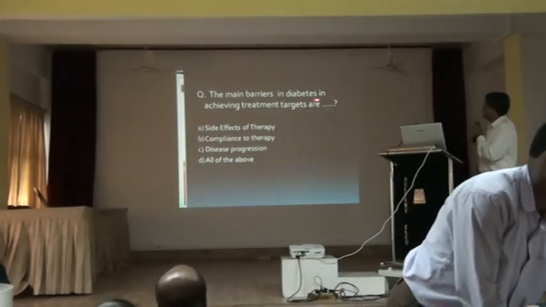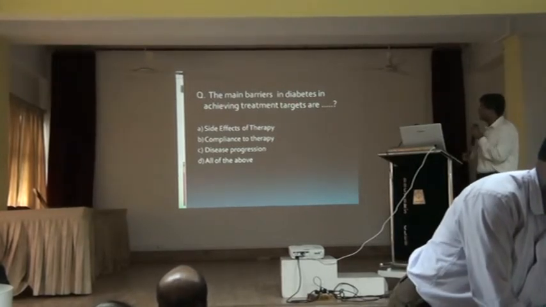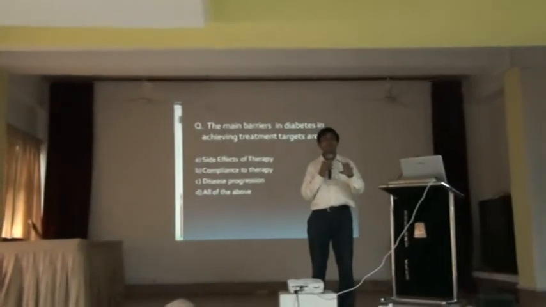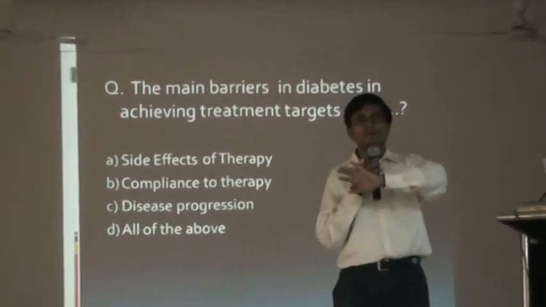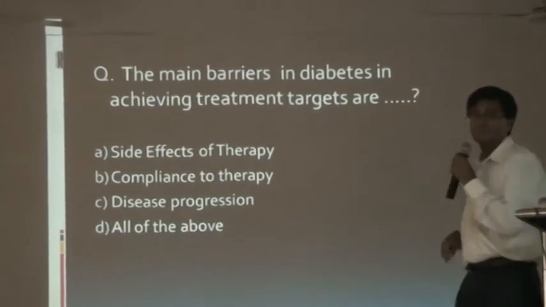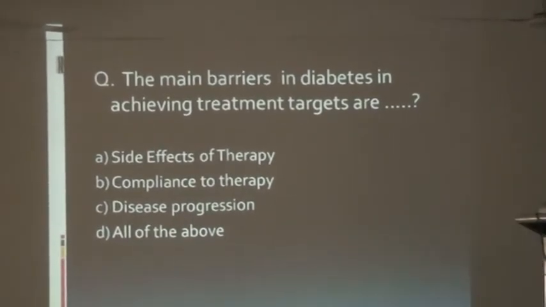The main barriers in diabetes in achieving treatment targets are... And what we would like to make this session, because now you're having some sweets, some cold drink, so you must be charged. So this will be a random answer that you throw at me. Well, A, B, C, D. What the August House thinks about, individually as a group.